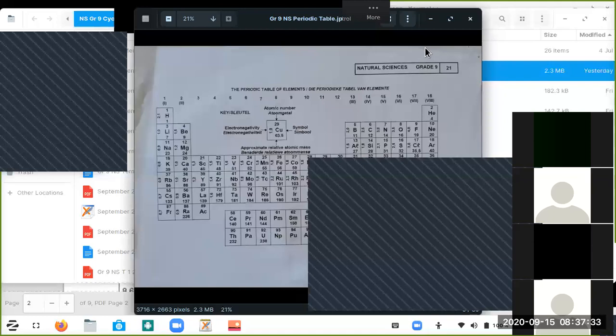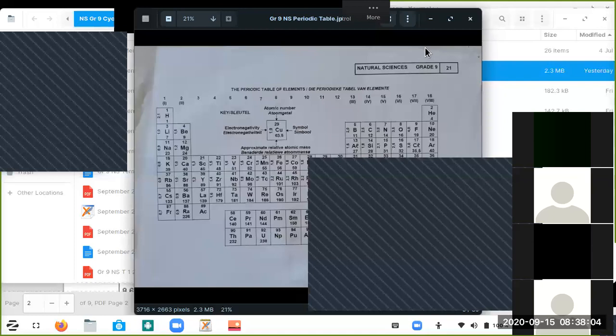Then 8.7 says use the symbol of elements to write formula for the following compounds. So it means we must as well know the symbols of elements. Then here we are told in 8.7.1, ammonia with a ratio of 1 carbon atom to 3 hydrogen atoms.